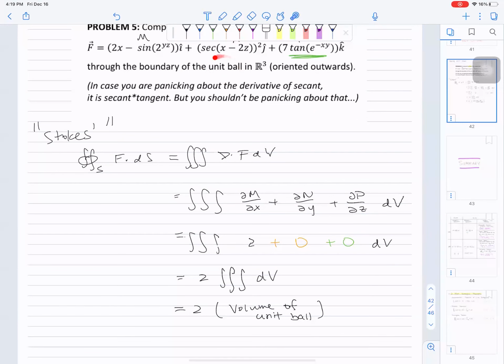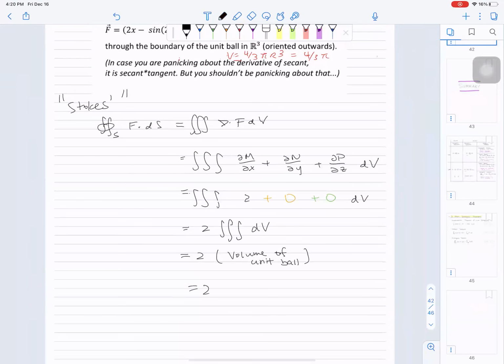I have a unit ball. What is the volume of any sphere? Volume of any sphere is 4/3 pi r cubed. And it's a unit ball, so the radius is 1, which means I have 4/3 pi. I get 2 times 4/3 pi.